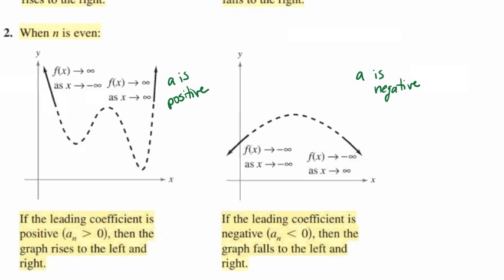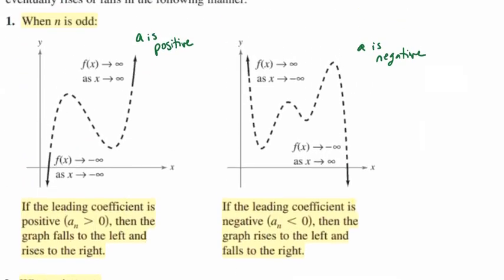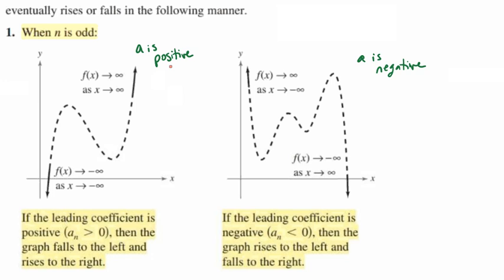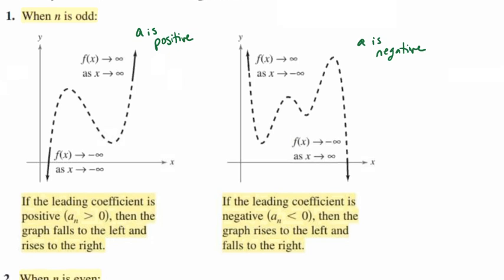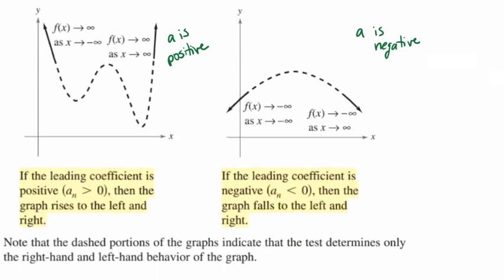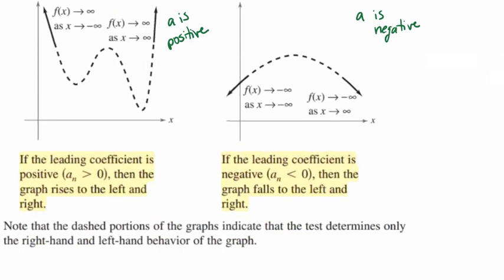If we look back up at our odd graphs here, we see that when a is positive, the graph falls to the left and it rises to the right. And when a is negative, it rises to the left and it falls to the right. And so that's how we can describe that end behavior. Something that's important is that the dashed portions of these graphs indicate that this test only determines what the right hand and the left hand behavior of the graph does. It doesn't tell you about the middle necessarily.